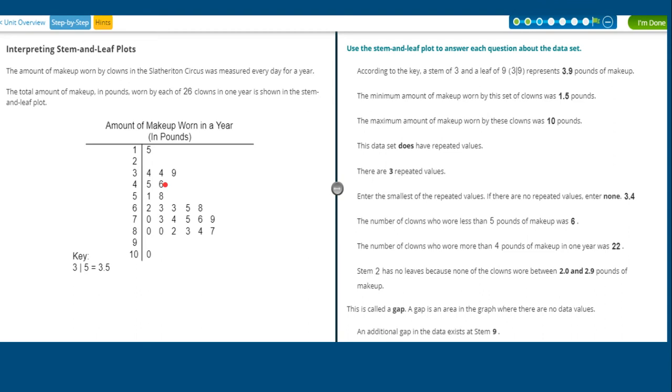So it says less than 5. So that means we don't count the 5.1 and 5.8. We don't count any number above 5. We want the numbers that are less than 5. So that would be 6. So that answer was 6.